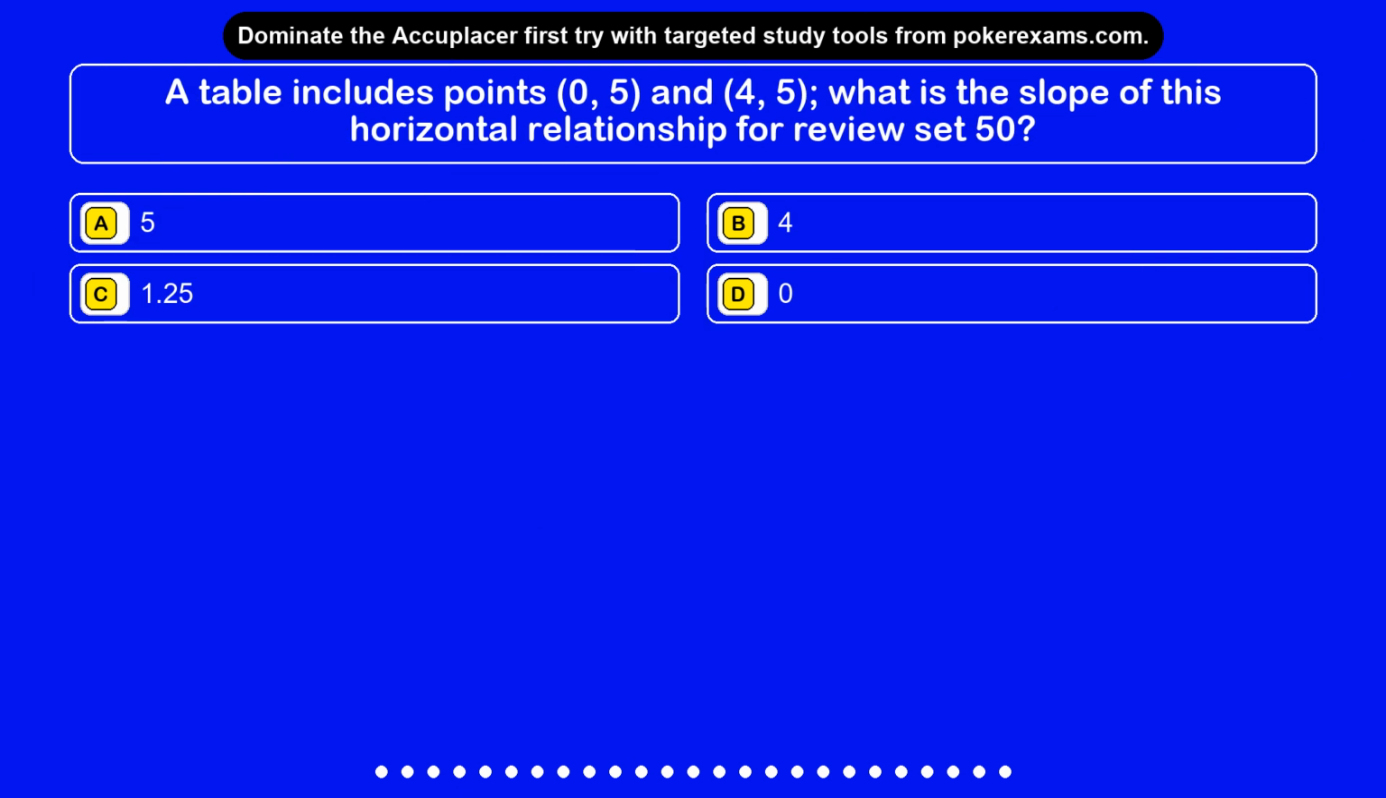Question 11. A table includes points (0, 5) and (4, 5). What is the slope of this horizontal relationship for review set 50? Option A, 5. Option B, 4. Option C, 1.25. Option D, 0.